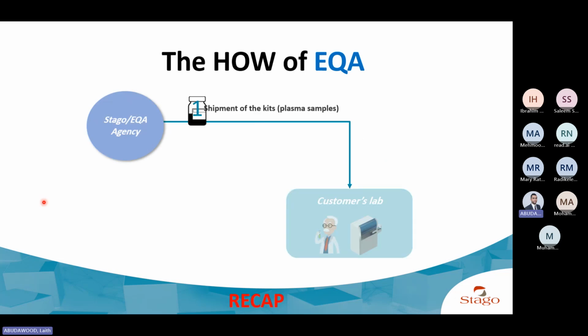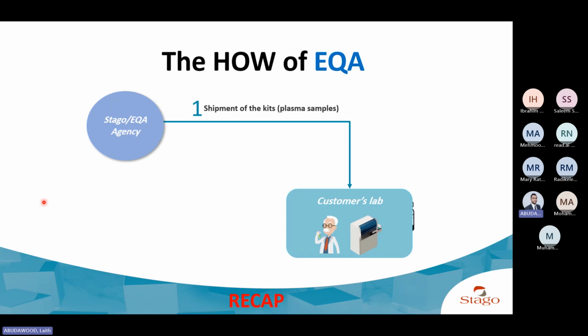Now, just like your QC, you get it from a supplier, but the QC comes from the manufacturer. It can come from a third party, but there's a critical difference again. For external quality assessment samples, they almost always come from a third party, okay? Someone who is certified as an EQA provider.